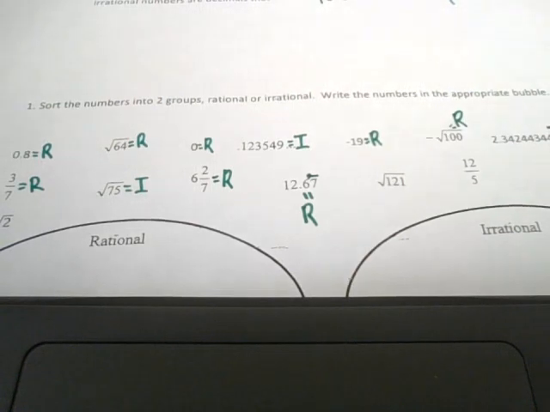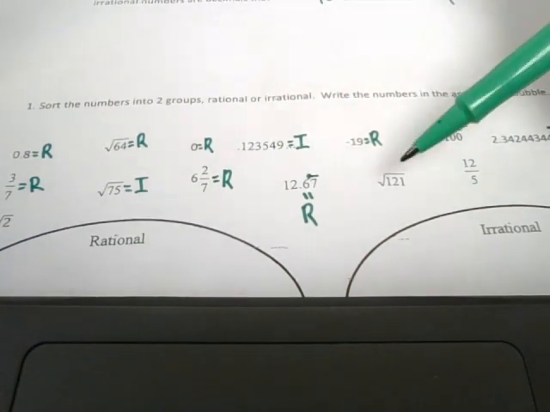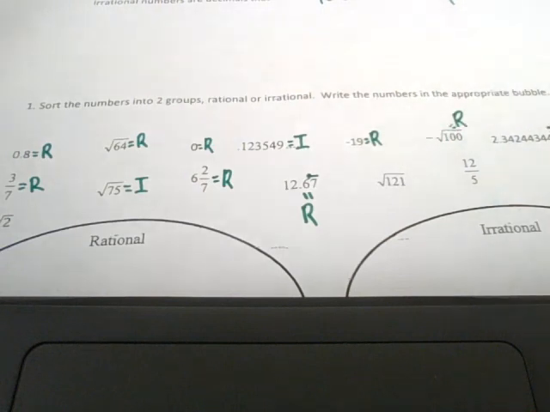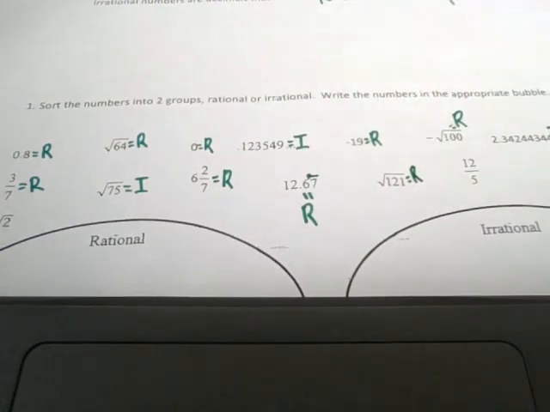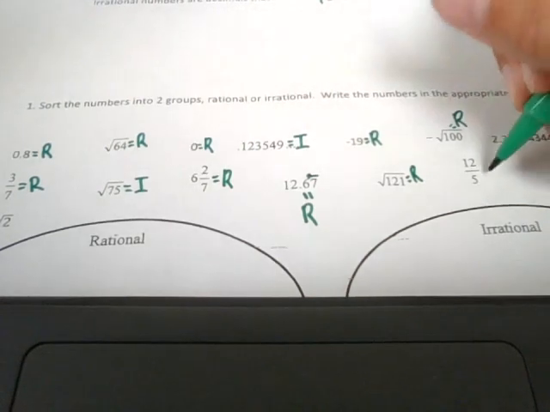All right, next one, square root of 121. So you can use your sheet that you did on Friday or just think, is there a number times itself that gives us 121? Hopefully you guys are saying yes because it's 11. So this is a perfect square root, which means that it is rational. All right, next one, 12/5. Again, the definition of a rational number is any number that can be expressed as a fraction. 12/5 is a fraction, so it is rational.